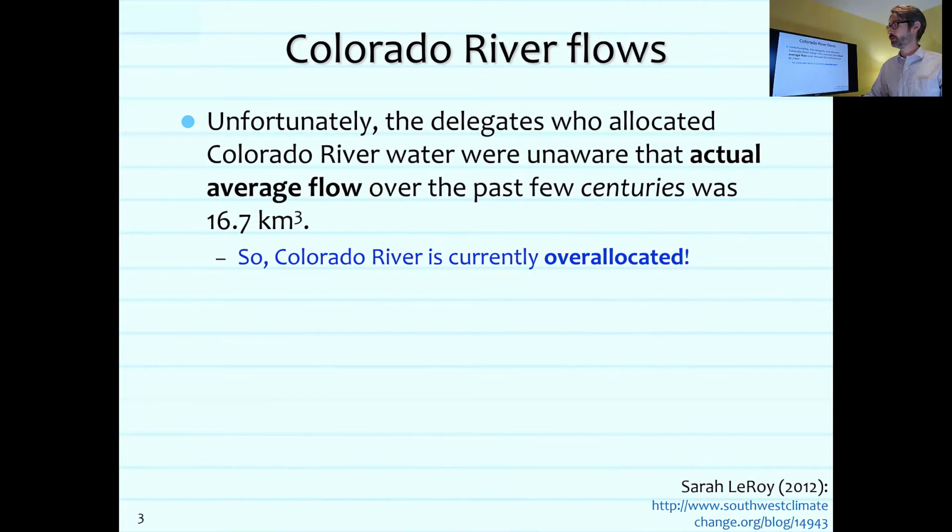What they didn't know was that actual average flows over the past few centuries were significantly lower. They were about 16.7 cubic kilometers. And so before they even started, the Colorado River was actually over-allocated. And with rising population and rising economic activity in the US Southwest, this could be a problem.